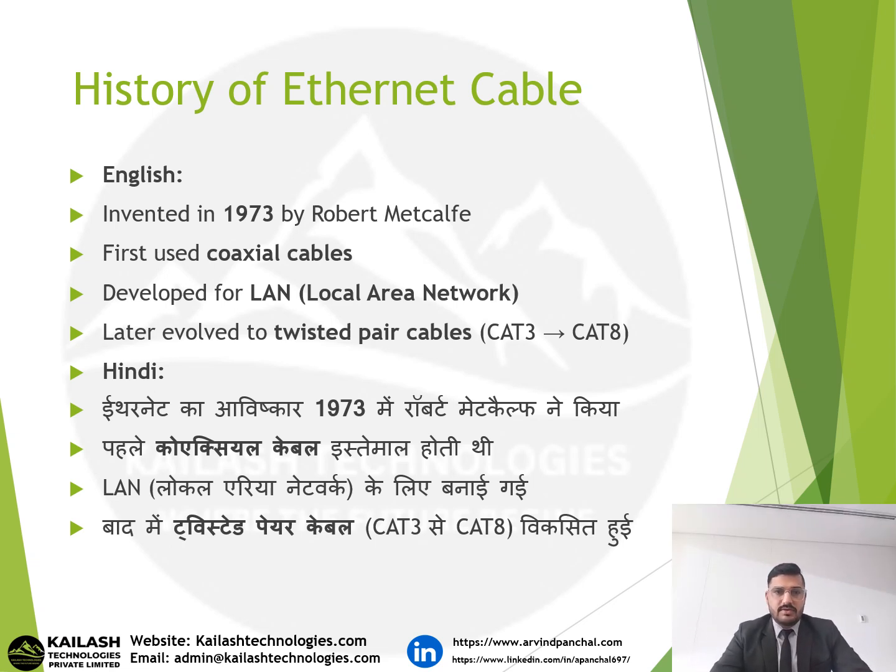The Ethernet cable was initially invented in 1973 by Robert Metcalfe. It first used coaxial cable. Coaxial cable is basically the cable which we used in the past, like to connect our TV signals. If we see the TVs, they have a black wire, which is covered inside with white material, and inside it has one single wire. It was developed for LAN, local area network, and later evolved to twisted pair cables, which started from Cat 3, category 3, to category 8.